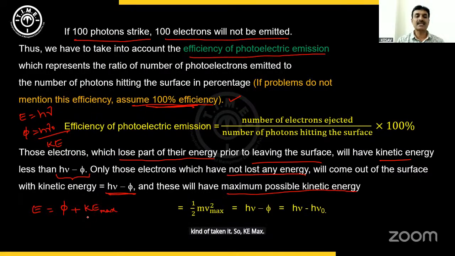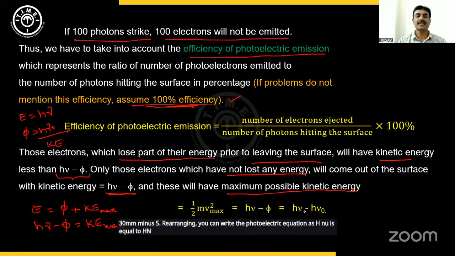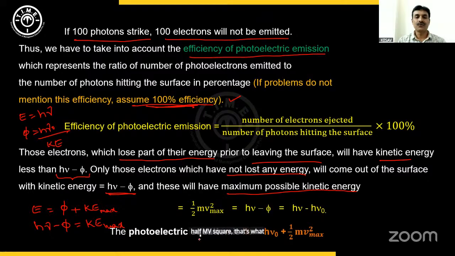Now KE max is nothing but E minus phi, where E is hν. hν minus phi is KE maximum, that's what is half mv maximum square. Rearranging, you can write the photoelectric equation as hν is equal to hν0 plus half mv square. That's what is called the photoelectric equation.